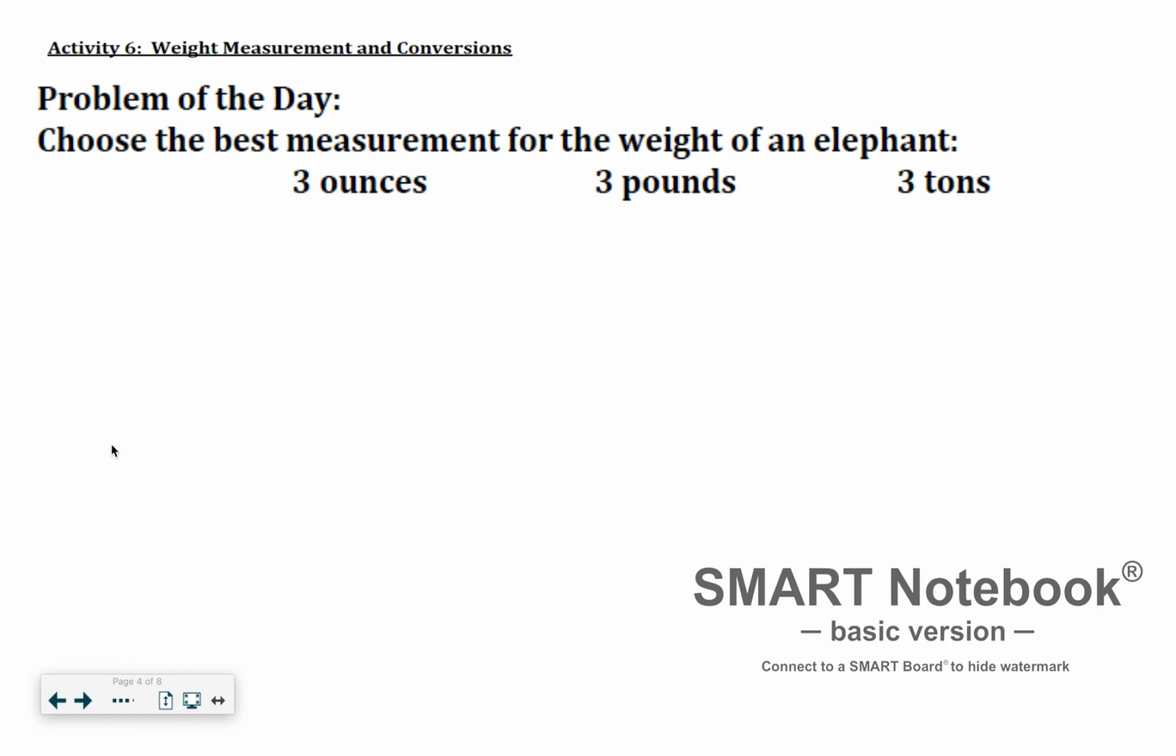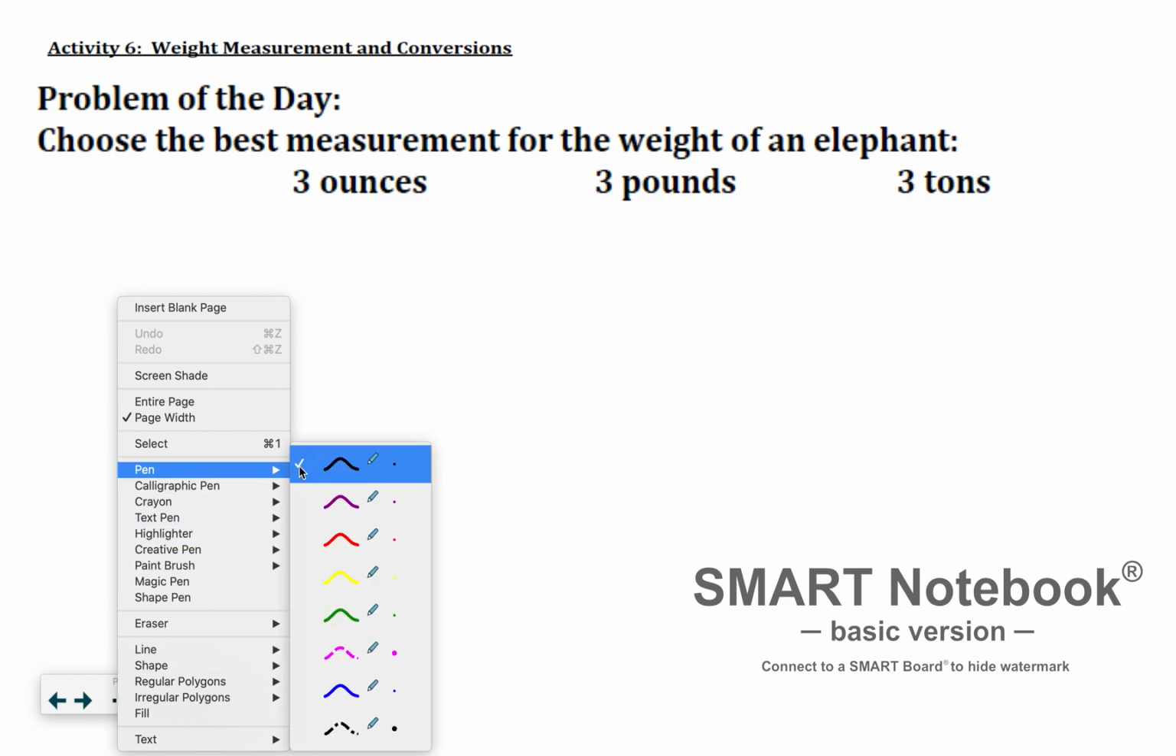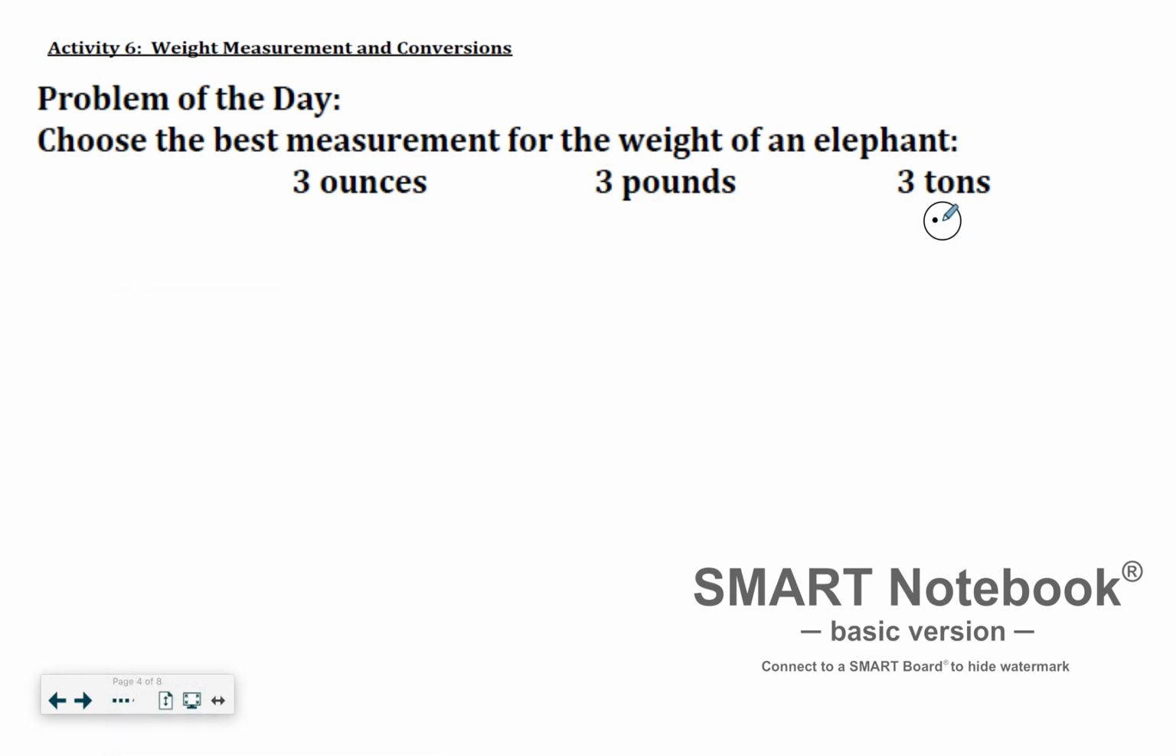And then 3 tons. So 3 tons is the greatest measurement, and we know how big elephants can be. So I think the best measurement for the weight of an elephant would have to be tons, because tons is very heavy.